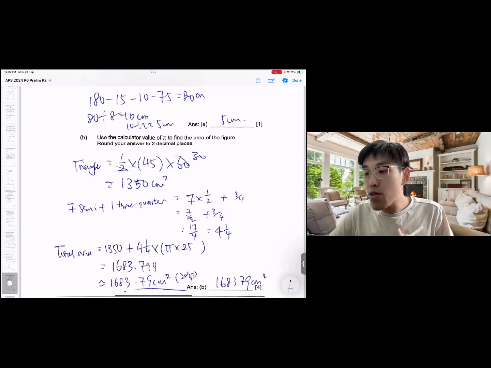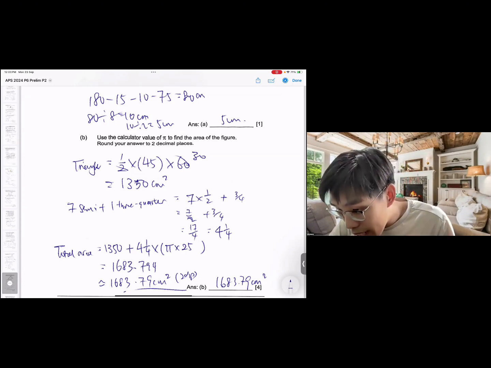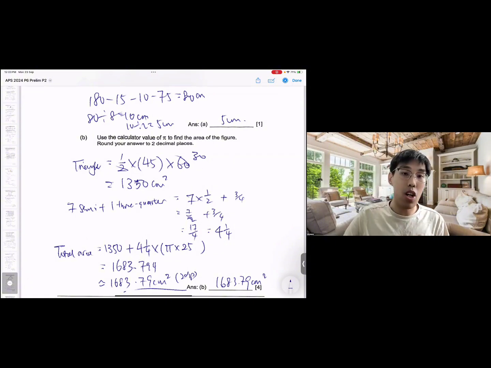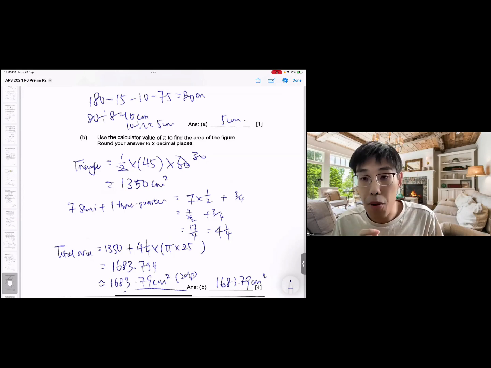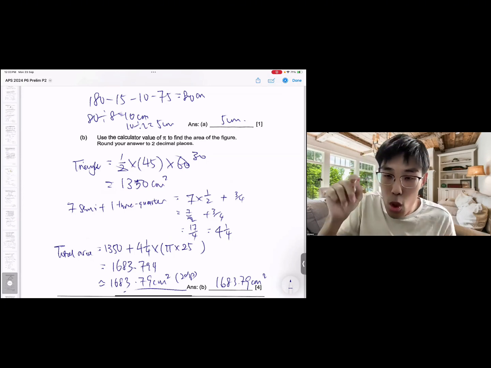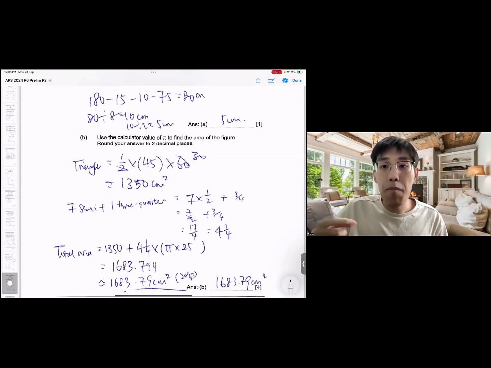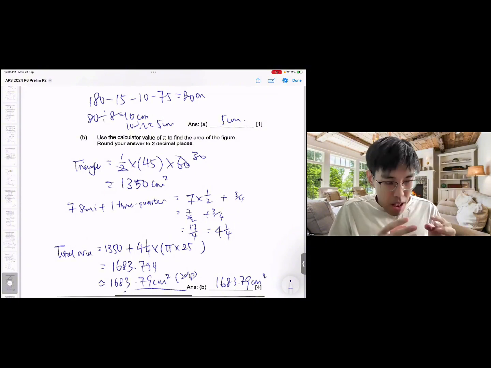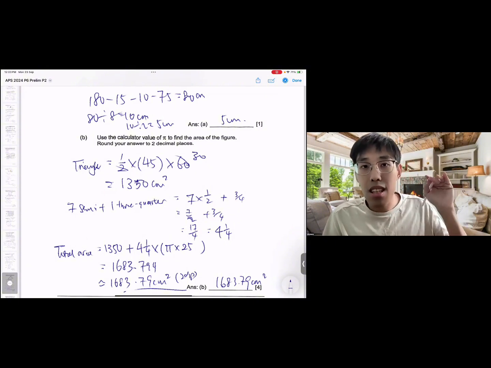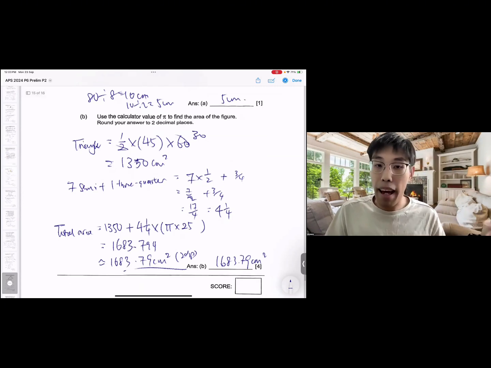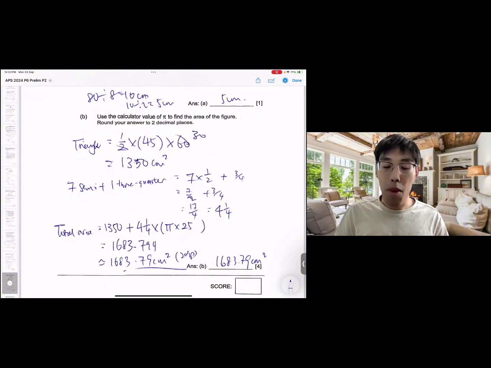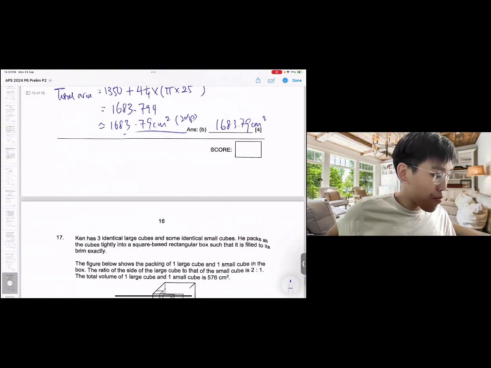If your workings are different from mine, it's okay. It's perfectly fine. The answer 1683.79 is correct. It will still be correct. So not to worry about the approach, and not to worry about the individual small steps. Of course, I want to reduce this because the less you write, the less chance you will get a calculation error. So I want to work on the simple stuff first, and then do the big stuff at the back. That's my rationale. Okay, so that's for question 16.